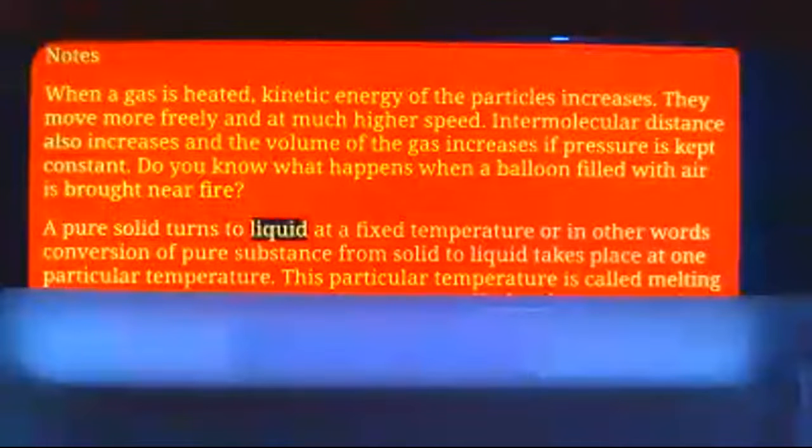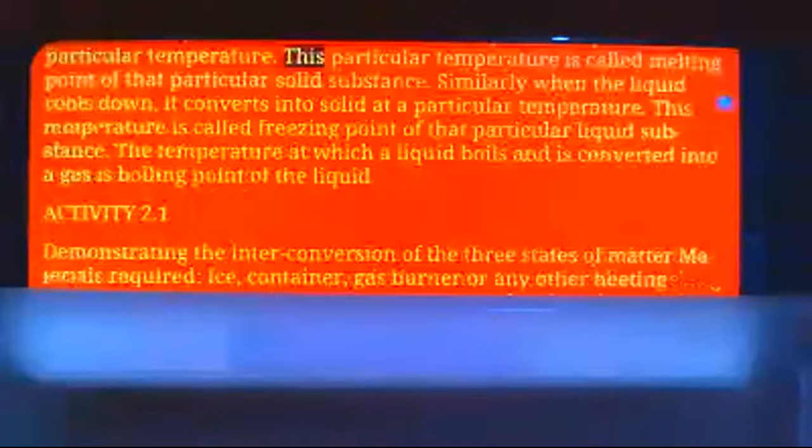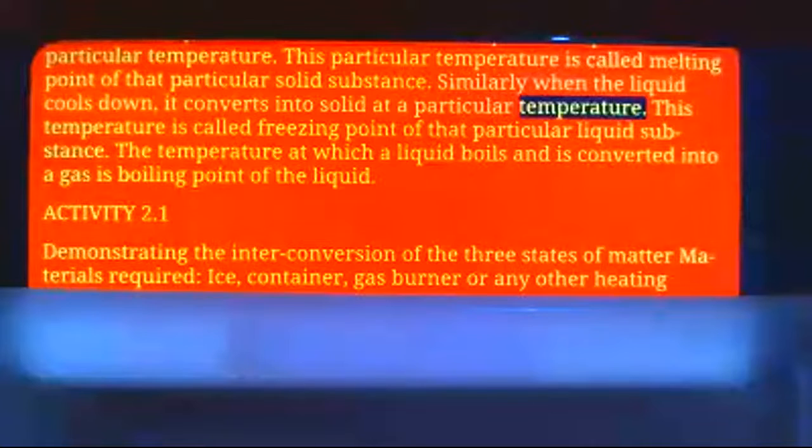A pure solid turns to liquid at a fixed temperature, or in other words, conversion of pure substance from solid to liquid takes place at one particular temperature. This particular temperature is called the melting point of that particular solid substance. Similarly, when the liquid cools down, it converts into solid at a particular temperature. This temperature is called the freezing point of that particular liquid substance. The temperature at which a liquid boils and is converted into a gas is the boiling point of the liquid.